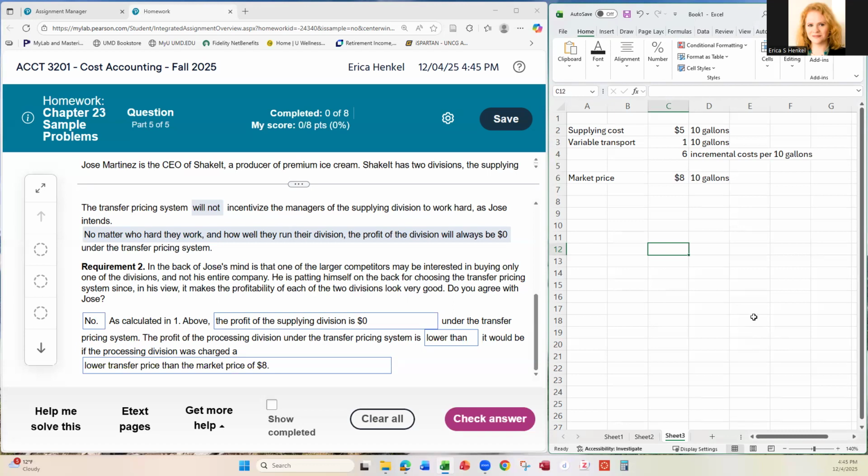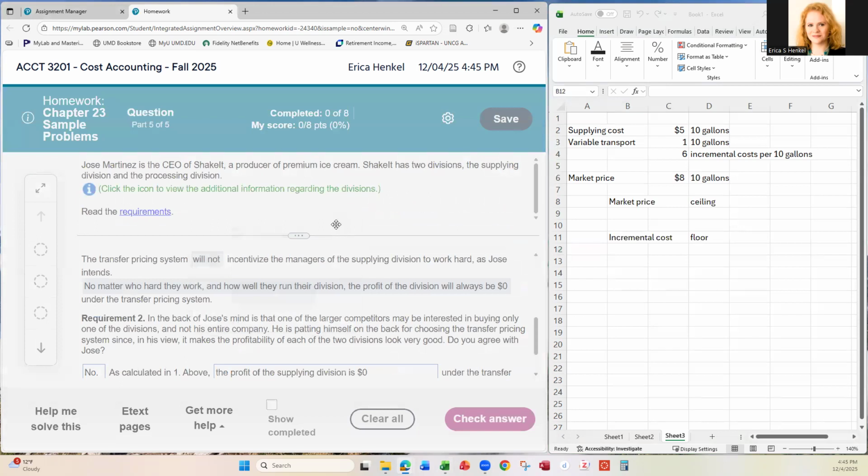So it's kind of a lose-lose because this is the highest price that they can charge. Remember when we were talking in class, we said that the market price is the ceiling, the most that you can charge, and then incremental cost is the floor, or the lowest that you should be charging. So they're charging this one the highest one, and they're only crediting this one the lowest one. So basically everybody is getting a raw deal here.